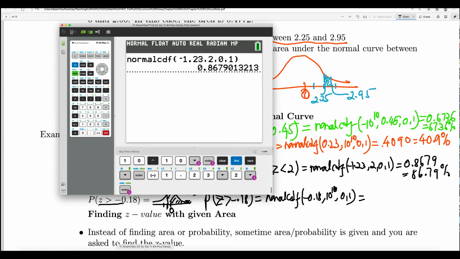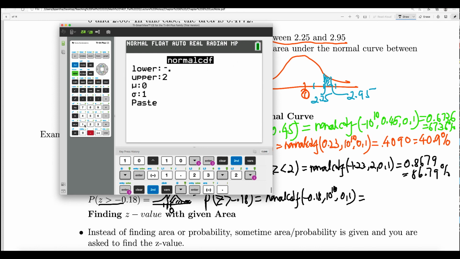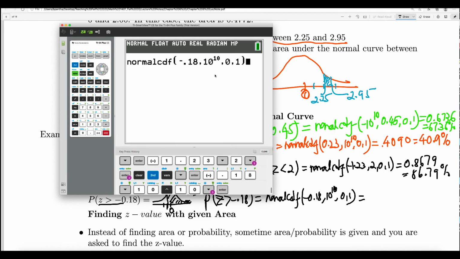So use the calculator for that. Let me clear that, 2nd, DISTR, and then normal CDF. The left bound is negative 0.18, right? And then the upper bound is 10 to the 10, okay? And then mean is 0, sigma is 1, you paste it. This is how you enter. By the way, I forgot to tell you this. If you are using a TI-83 calculator, you need to separate them by commas. There is a comma symbol there, right? You need to use that comma to separate those. Okay, let's hit enter. This is where you get 0.5714.